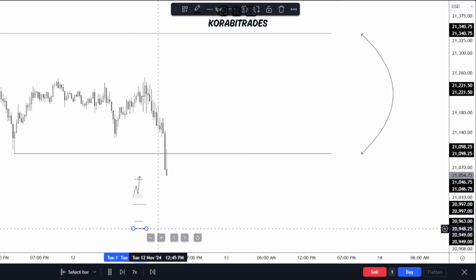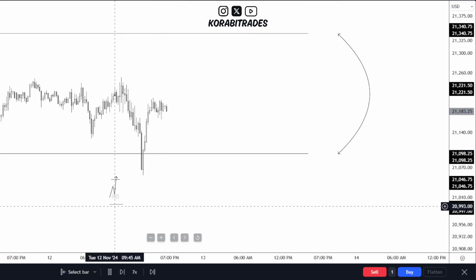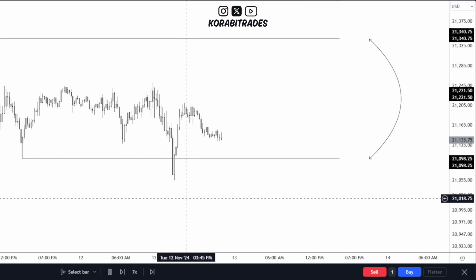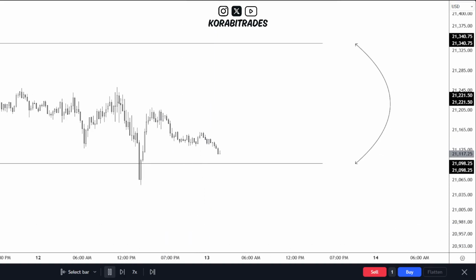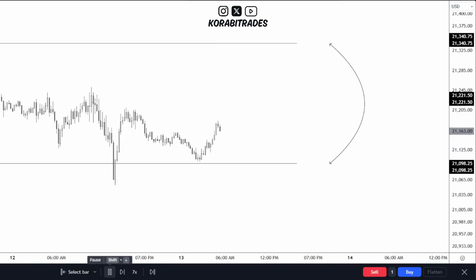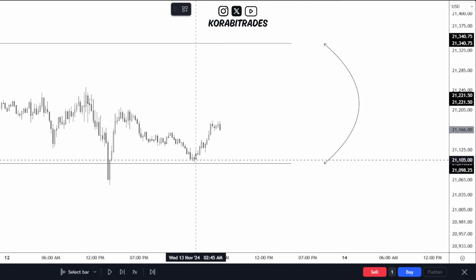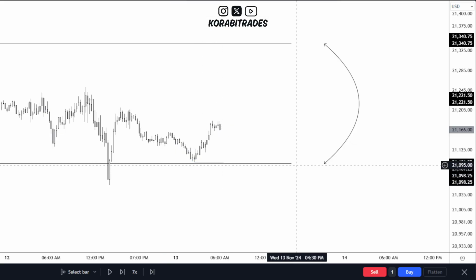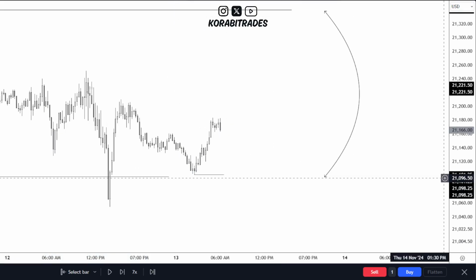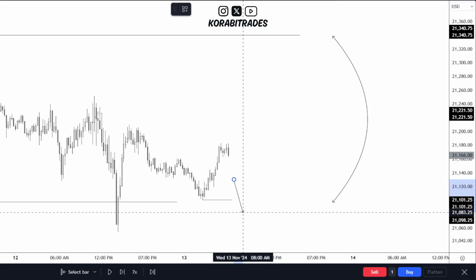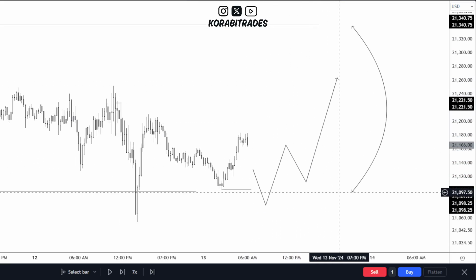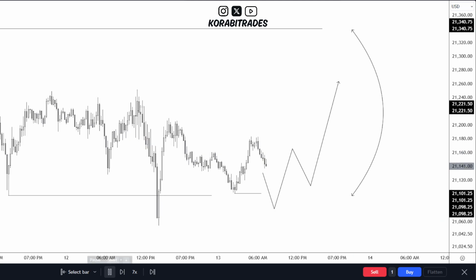So as we're continuing, I will delete this stuff. So we continue. We start basing up at this low here. Now we just formed an internal low. So preferably for a model, I'd like for this internal low to be swept with some continuation higher. Let's see if we get that.